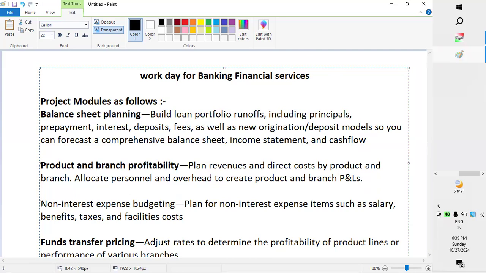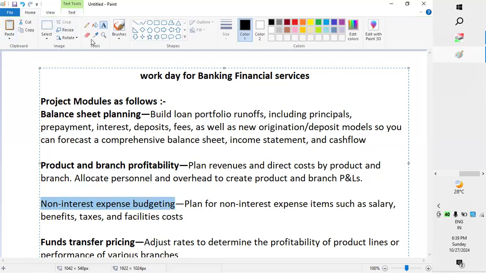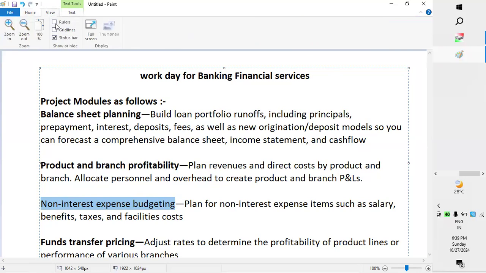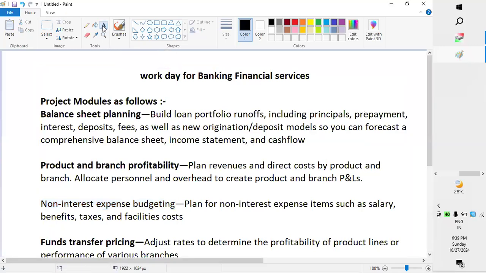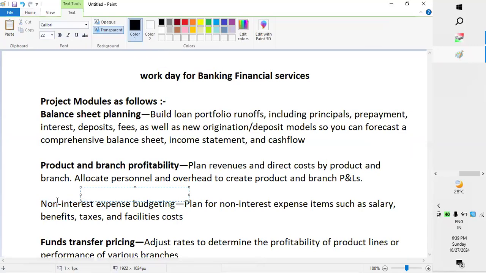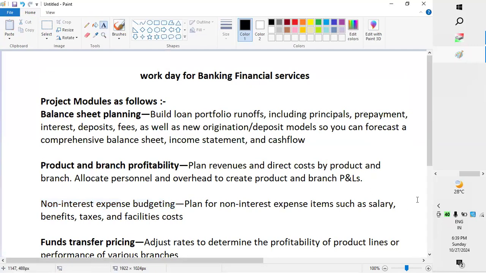This is one of the core elements, so one has to be familiar with it. If there are any changes, normally there are possibilities sometimes. I don't say every time, but there are possibilities where we want to make some changes in the existing ones. This is something we have to see. This is about product and branch profitability and all that.